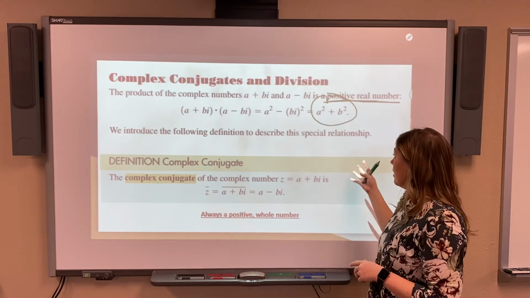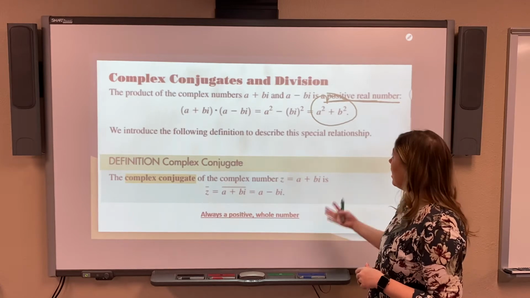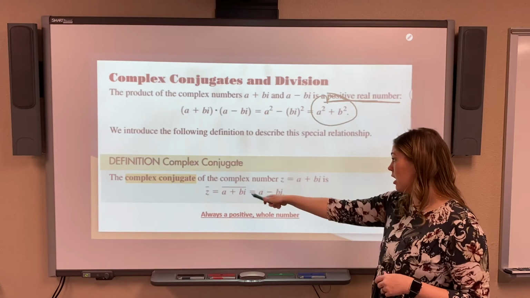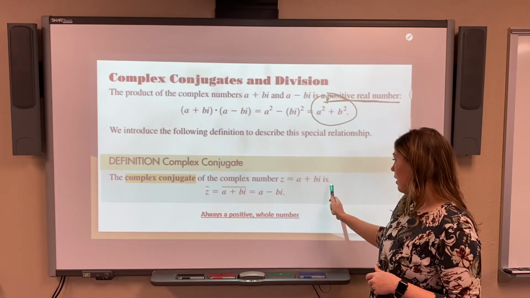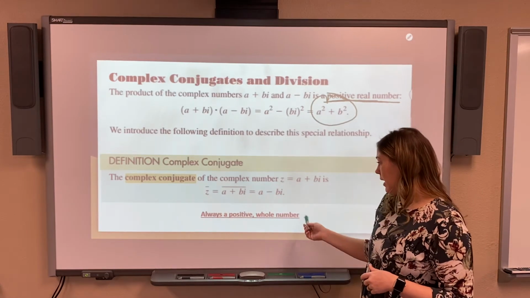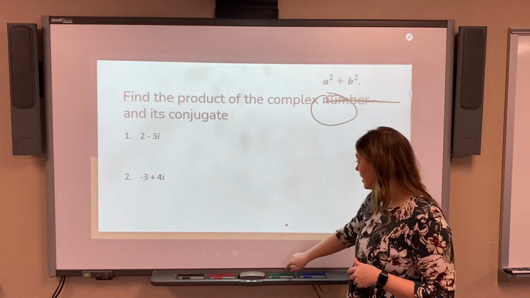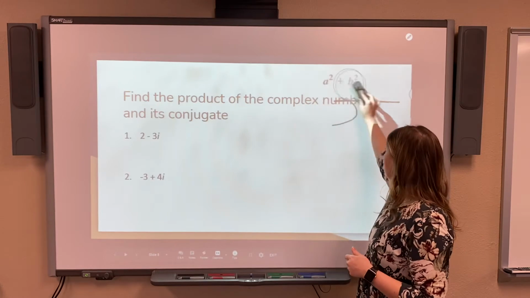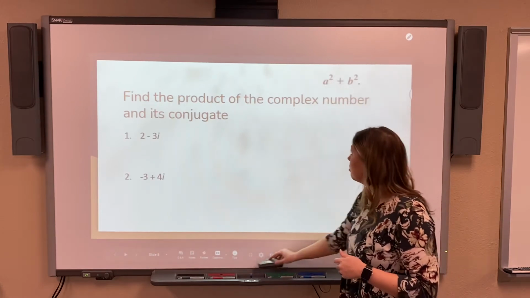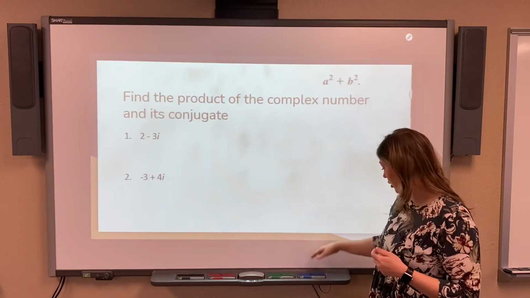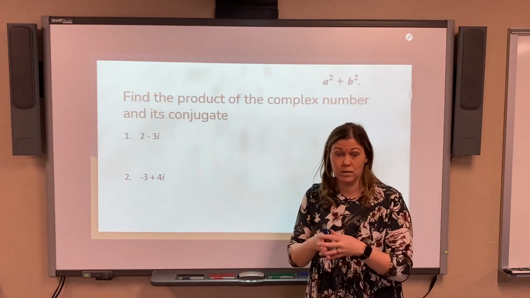And so the reason why we have to do that is because you cannot have an i in the denominator. And so the complex conjugate of a plus bi would be a minus bi. And so again, it's always a positive whole number. So let's practice finding just complex conjugates. So we are going to find the product of the complex number and its conjugate. And it's always just a positive whole number.